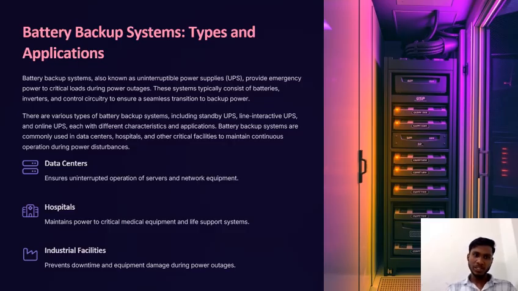There are various types of battery backup systems, including standby UPS, line interactive UPS, and online UPS, each with different characteristics and applications. Battery backup systems are commonly used in data centers, hospitals, and other critical facilities to maintain continuous operation during power disruptions. So mainly in data centers, hospitals, and industrial facilities.